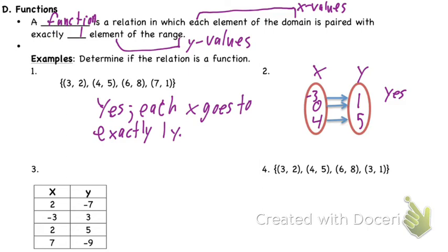So let's look at number 3. 2, -7, -3, 3, 2, 5, 7, -9. Now we might notice that this table's out of order. -3, 3 really should be at the top. Do we see an x going to multiple y's? 2 goes to -7. 2 also goes to 5.